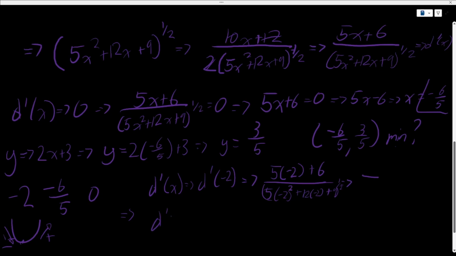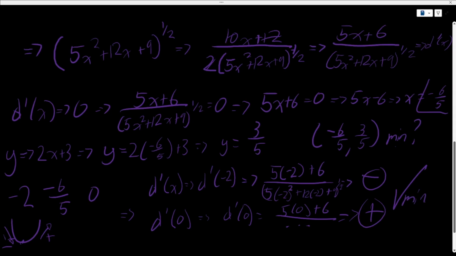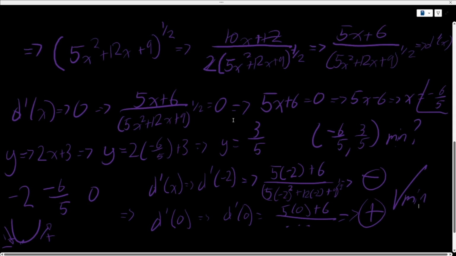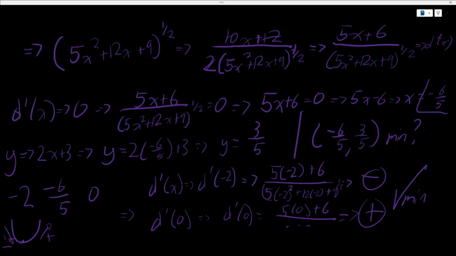So let's check our d prime of 0. d prime of 0 is going to be equal to 5 times 0 plus 6 all over the denominator. We're not even going to write it out, because we can see 5 times 0 is going to be equal to 0 plus 6, that's going to give us a positive number. So we go from negative to positive, which is a minimum. So that means our point, negative 6/5, 3/5, is the closest point from the line to the origin.